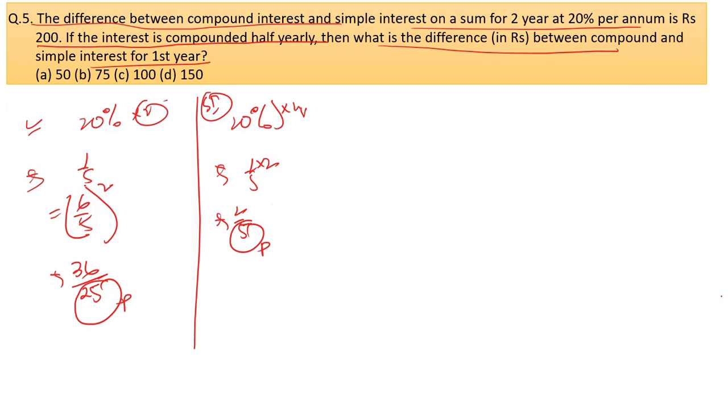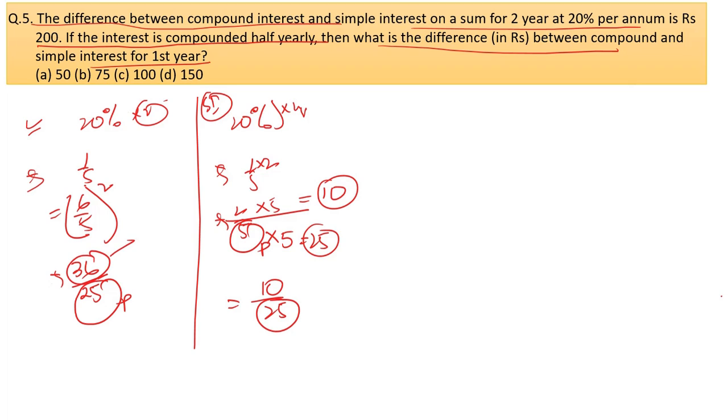We must make it equal, so multiply here by 5. This is 25. If we multiply here by 5, the 2 by 5 becomes 10, therefore 10 by 25 here. Then if this one is the amount and this one is the principal, then the difference is compound interest. This is 11, so we have compound interest minus simple interest is equal to 11 minus 10.